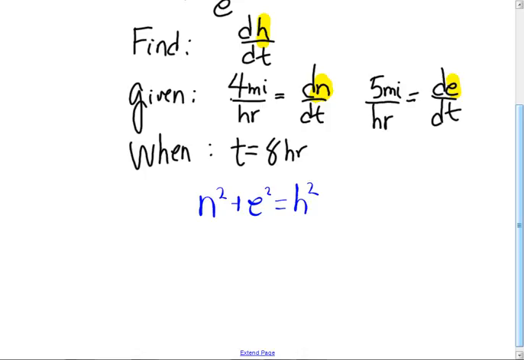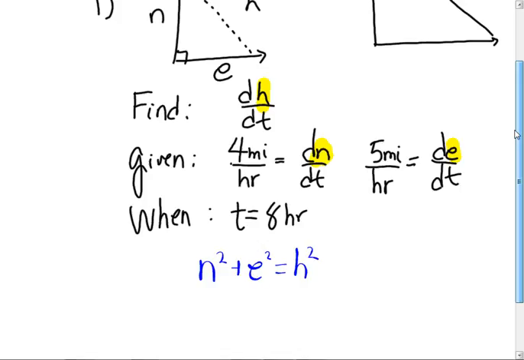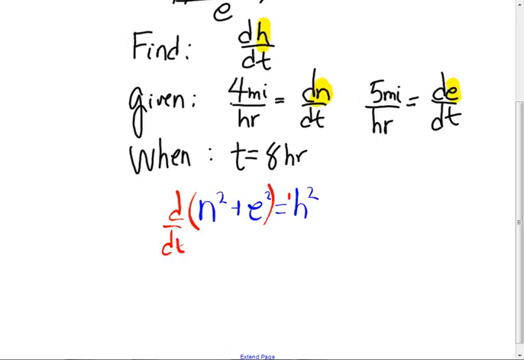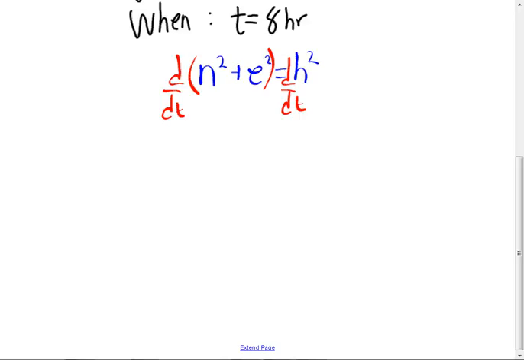So then what are we going to do? We're not going to plug in these values. We can't even plug them in because those are derivatives. So let's take the derivative of everything with respect to time. You can take the derivative with respect to anything you'd like, but the only one that's going to work for me is with respect to time.